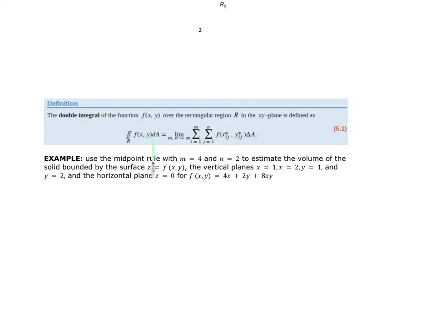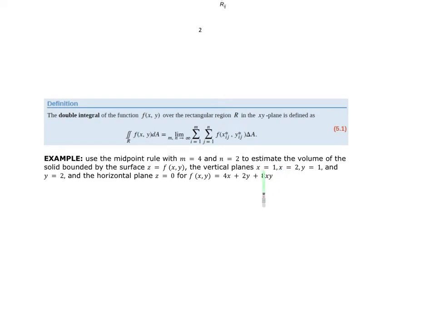The double integral over R of f(x, y) dA is equal to the limit as m and n go to infinity of this double Riemann sum. So this is nothing new, it's just that we're now in two variables instead of just one. So we're going to use the double Riemann sum to estimate the volume of the solid bounded by the surface, where the surface is defined as z equal to f of x, y, which is right here. And the vertical planes, where I've got x equal to 1 and x equal to 2.